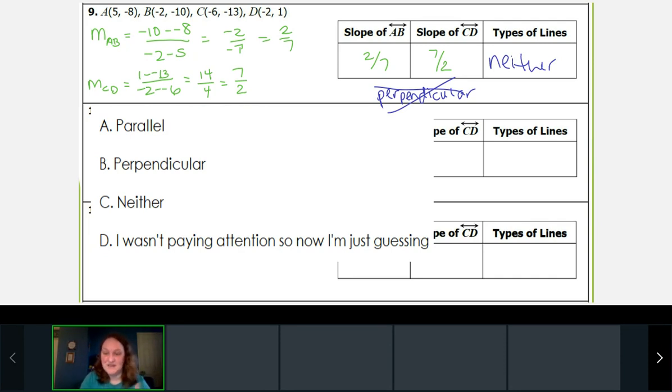Okay. If they're going to be perpendicular, they have to be opposite reciprocals. So one has to be negative and one has to be positive. Yep, exactly. That's a really good way to put it, Jasmine. One has to be negative, one has to be positive. And then they have to be reciprocals also. So even though they're reciprocals, they're not opposite reciprocals. So we just have to watch out for that.